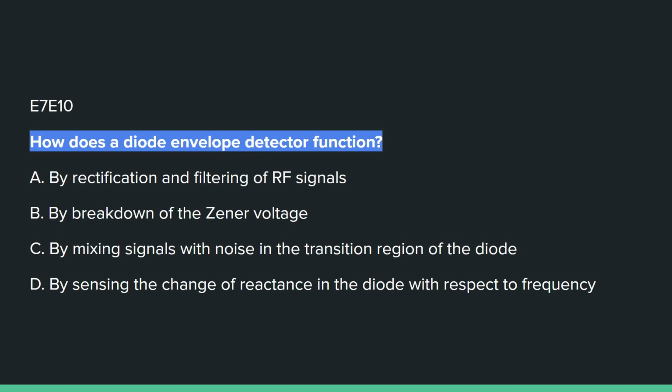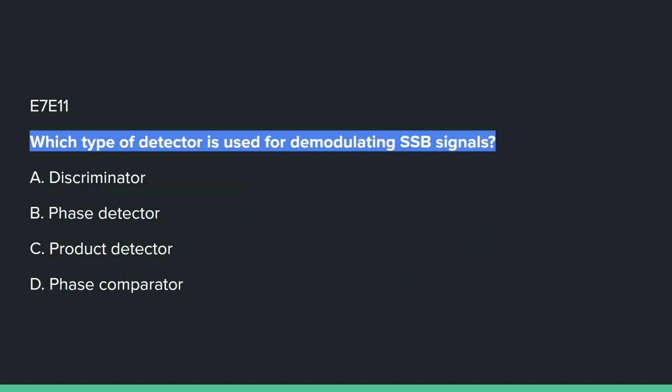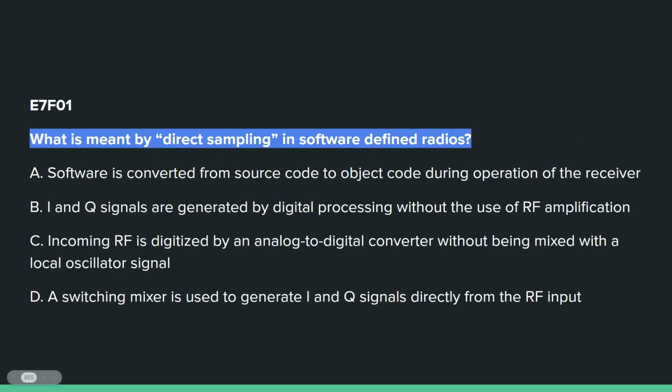E7E10, how does a diode envelope detector function? A. By rectification and filtering of RF signals. E7E11, which type of detector is used for demodulating SSB signals? C. Signal or product detector. E7F, software-defined radio, fundamentals, digital signal processing, filtering, modulation and demodulation, analog digital conversion, and digital filters.